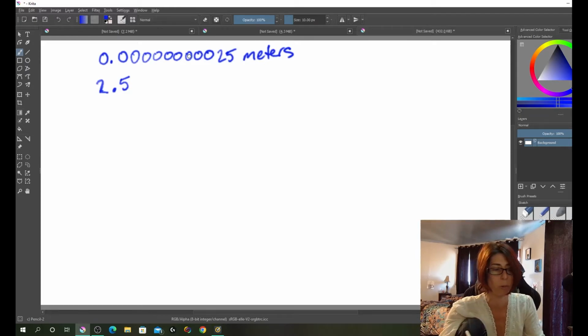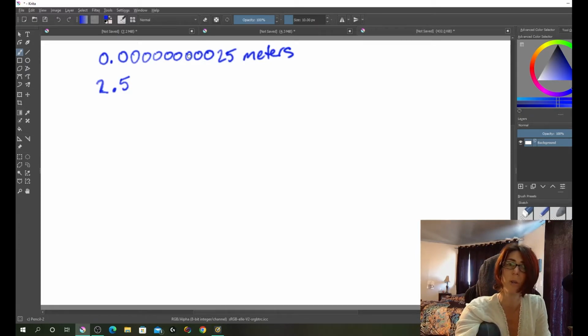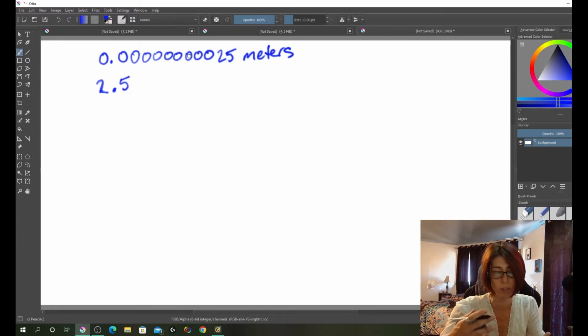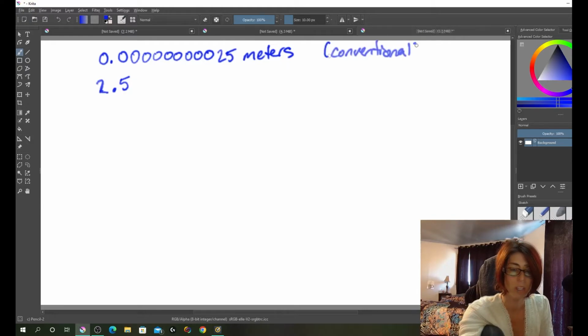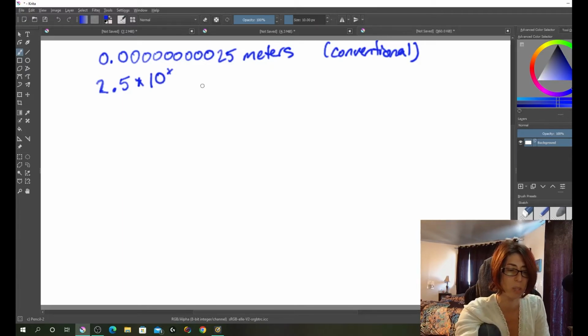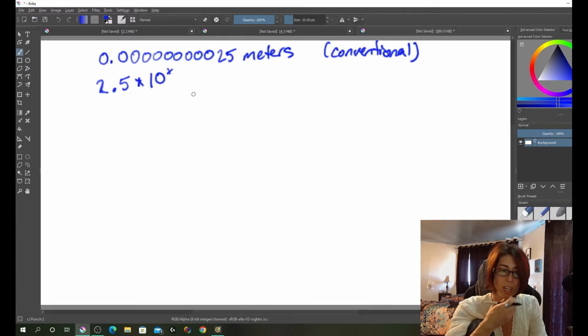Okay, 2.5. Now, 2.5 is a lot bigger than 0.000000025, right? So these two numbers are not equal yet. We need our number in scientific notation to be the same value as the number in conventional notation. So we're not done yet. We need to multiply by 10 to the x, 10 to some exponent. We don't know what that exponent is yet. So how do we figure that out?